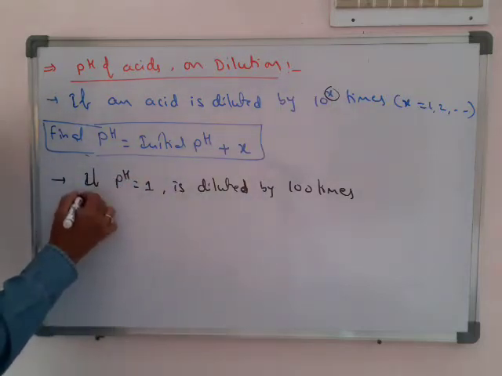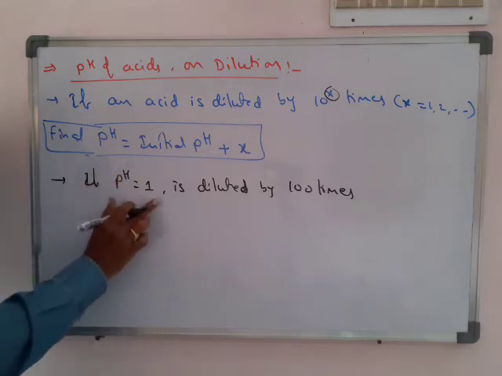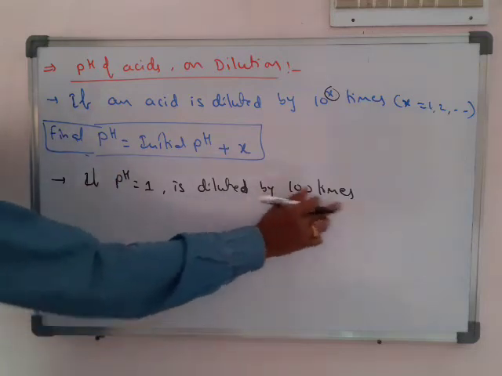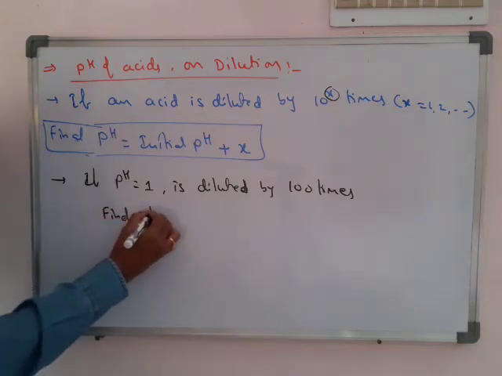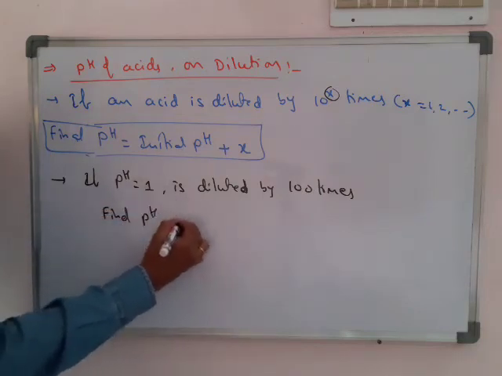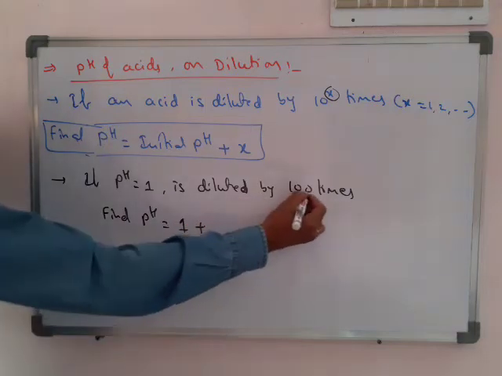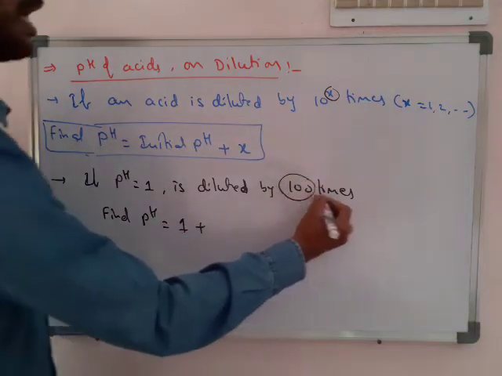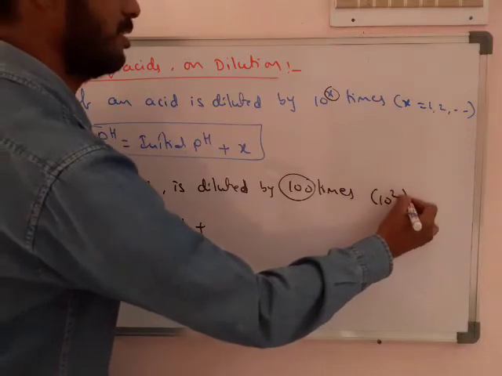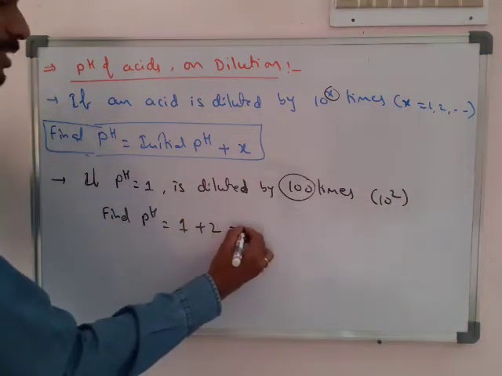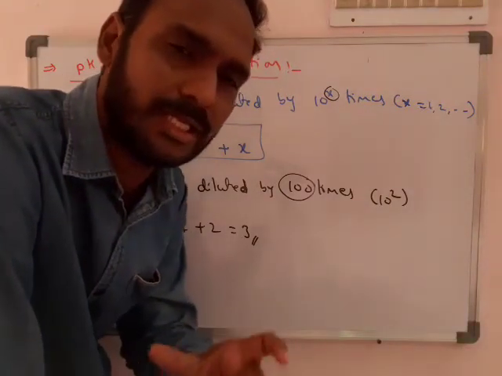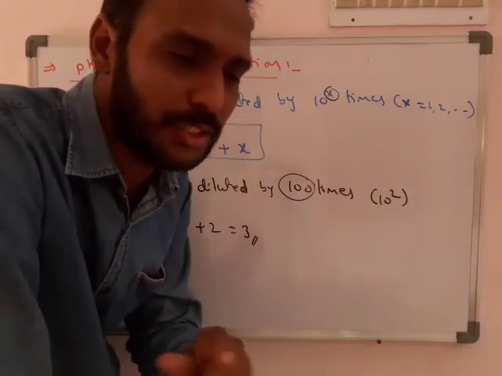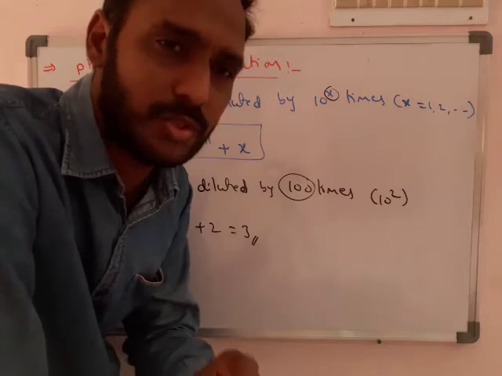So for this problem I am taking this example. If an acidic solution having pH equal to 1 is diluted by 100 times, what is the final pH? The final pH equals the initial pH, 1, plus how many times it is diluted. 100 times means 10 power 2, so its pH will be 3. For all such problems it will be 100% correct. There are no deviations, no exceptions.